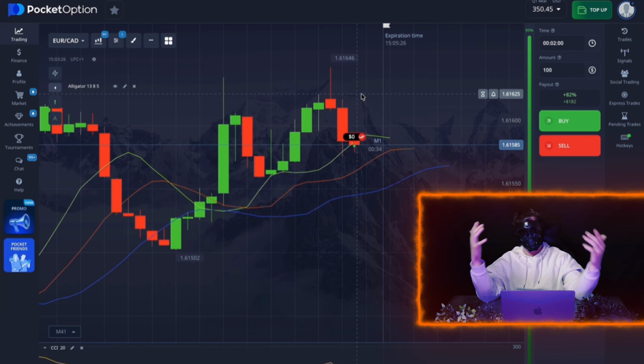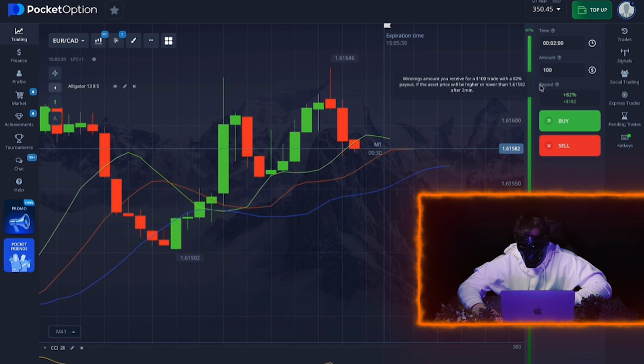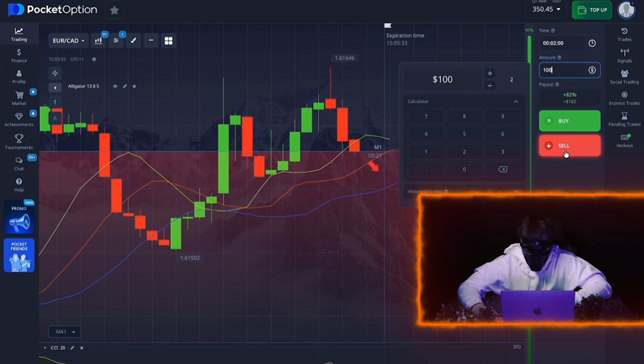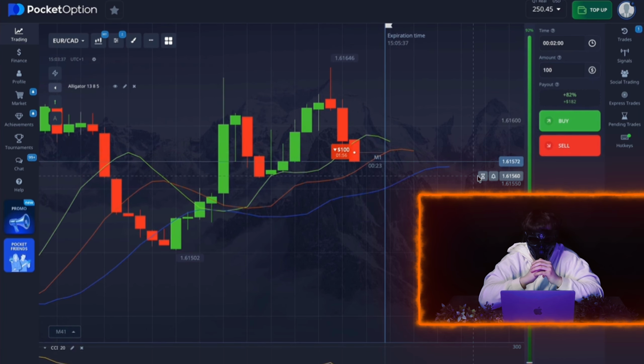will come of this. So it seems our trade just didn't really work out. Let's open another one. Let's say for $100, we open a trade down and wait for the result. I'll keep explaining things to you as we go.